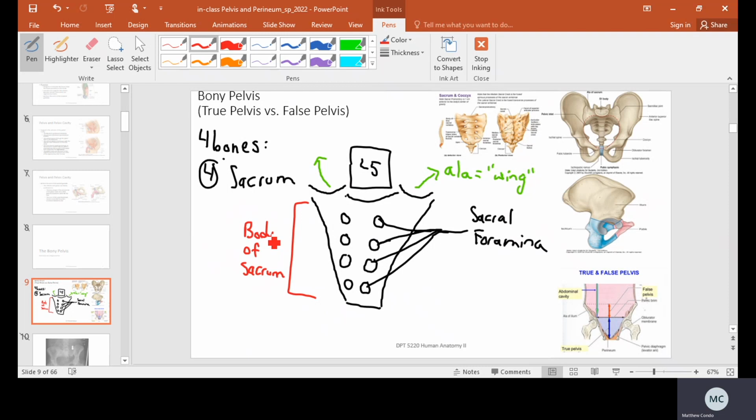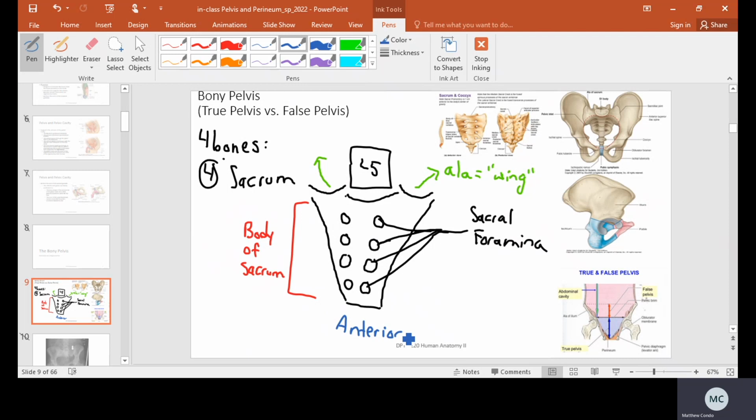Now my sacrum, and I'll label this, this is an anterior view of the sacrum. If I flip my sacrum around to the posterior side, what I'm going to see is a lot more landmarks. Landmarks that you guys may have already kind of covered in tests and measures. Everybody good with this picture? Anybody not good with the picture?